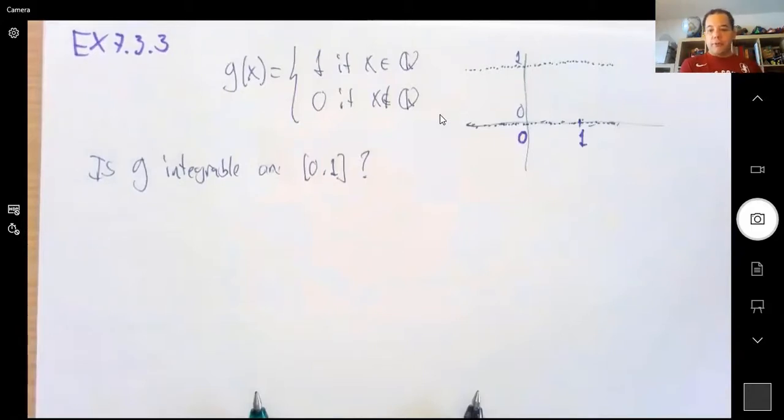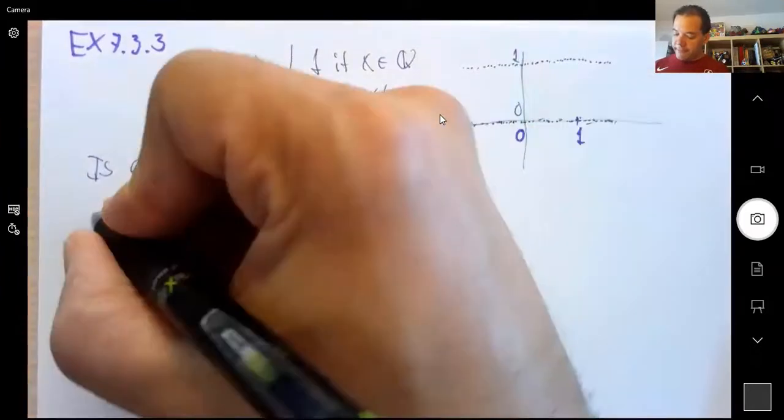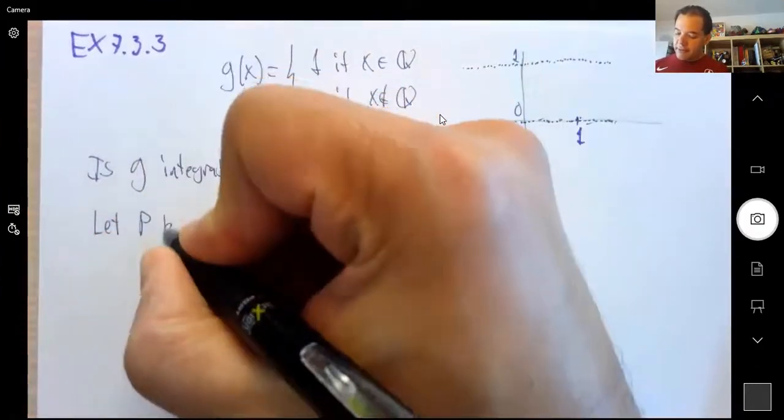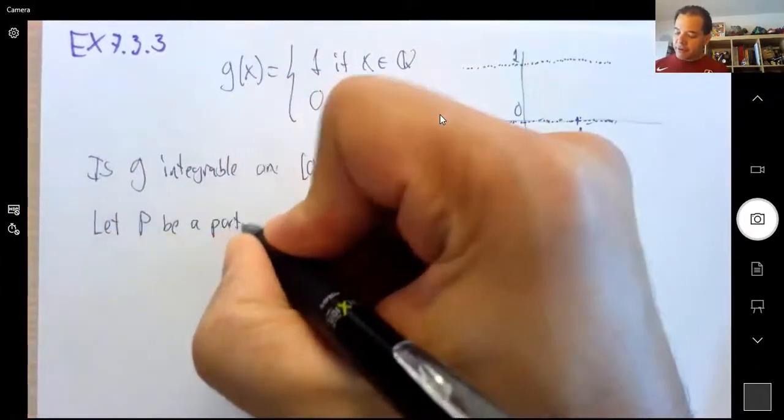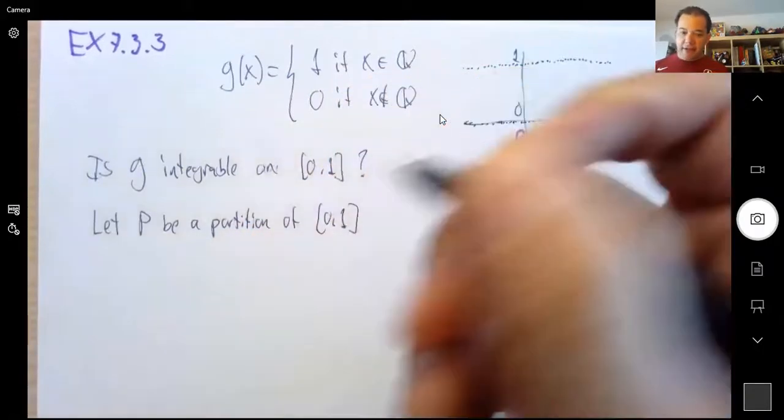How would we do it? Well, we would calculate the upper and the lower sums, right? So what would be the upper sum and what would be the lower sum? So let's do it. Pick a partition of [0, 1]. Let P be an arbitrary partition of [0, 1]. And let's calculate both of them.